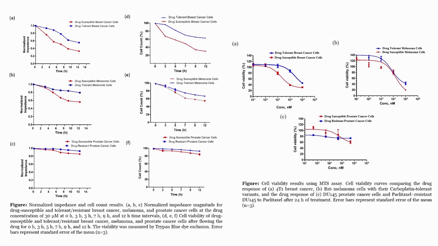And we can also see that for the drug resistant cells, particularly prostate cancer, we do not see that much change in impedance, because it is very difficult to kill prostate cancer cells using paclitaxel. We have also seen how the plot looks for cell counts using a hemocytometer. Finally, we have understood the cell viability study using MTS assay.